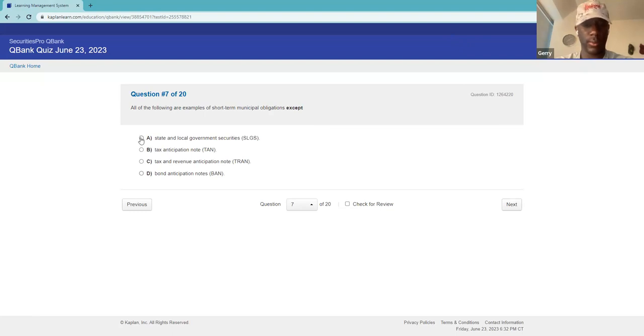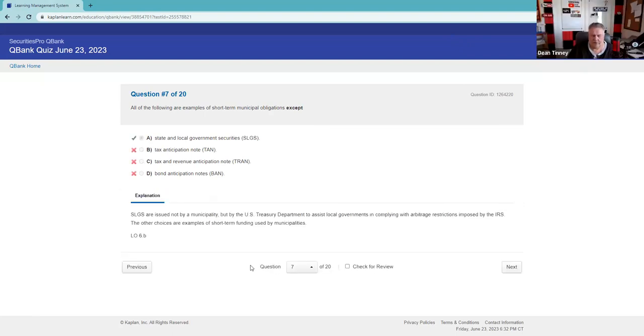Do you remember what State and Local Government Series securities, or SLUGs, are used for? Not a big deal, but they're used in the pre-refunding of municipal bonds. When we're pre-refunding a bond, we take the proceeds and put them in an escrow account, and what we're allowed to buy are what are called SLUGs. But it's certainly not a TAN. It's certainly not a BAN. So you got it right.